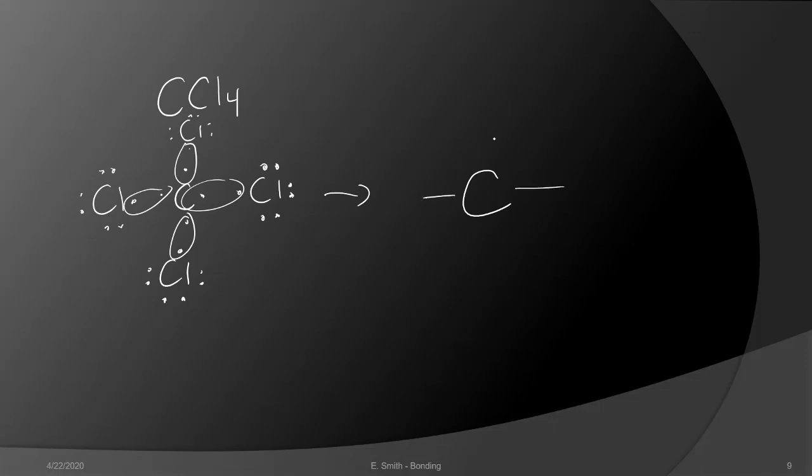Carbon's in the center, 4 bonds, chlorine here, chlorine here, chlorine here, and a chlorine here. Okay, now let's take a look here. Carbon in comparison to chlorine. Chlorine is way far over. It's literally right next to the noble gases. Carbon is not, okay? So chlorine is going to have a much greater electronegativity than carbon, much greater.